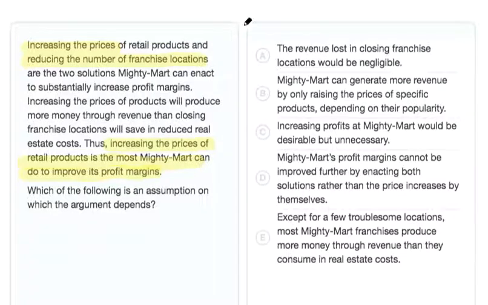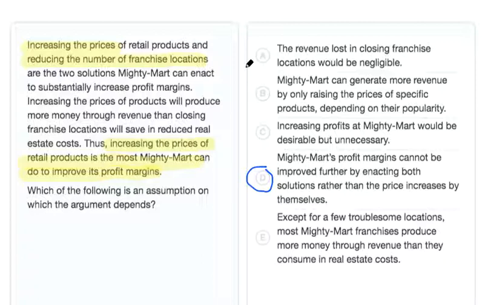When we look at our answer choices, choice D is the answer that best matches our prediction. If the company assumes that choosing both solutions wouldn't increase profit margins, then they would be forced to pick one option over the other, which is the argument that we have here. This makes D the correct answer. If we wanted, we could stop here, but let's look at why the other choices are wrong.